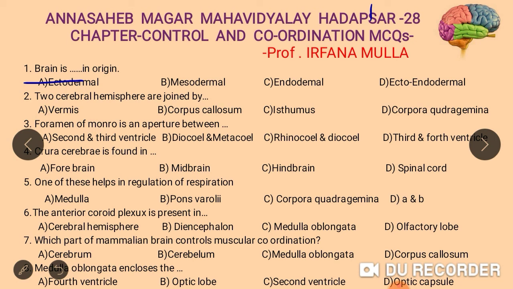Now the next question. Anterior choroid plexus is present in ___. There are four options: cerebral hemisphere, diencephalon, medulla oblongata and olfactory lobes. The correct option for that question is diencephalon.